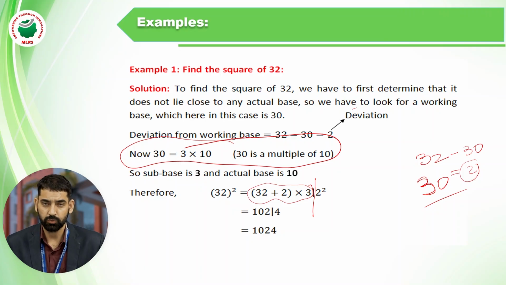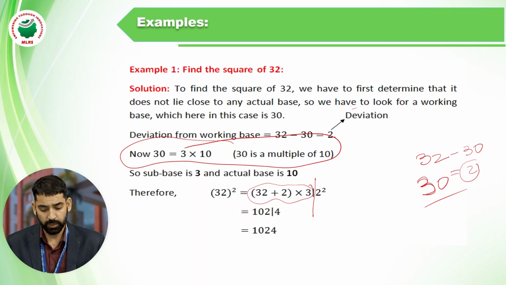When we have to find the square of any number that doesn't lie close to a base in the form of 10 to the power n, in that case we have the second case, which is that we have to find a working base, which is a multiple of 10.